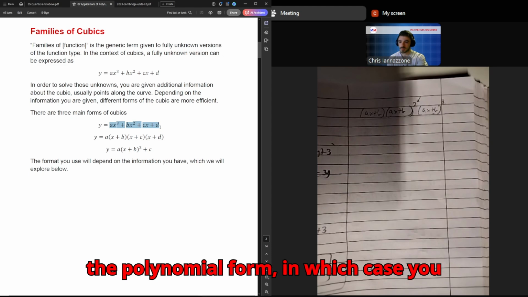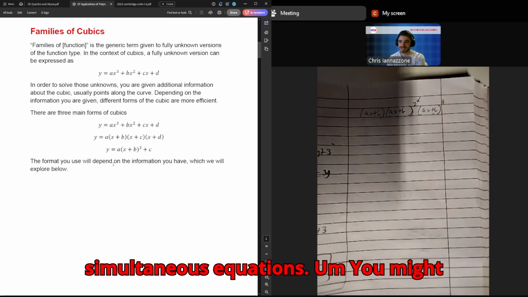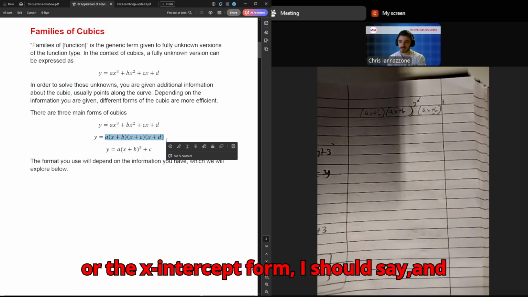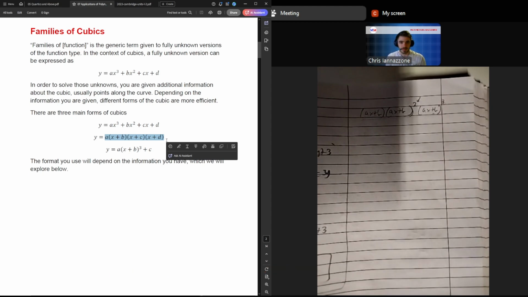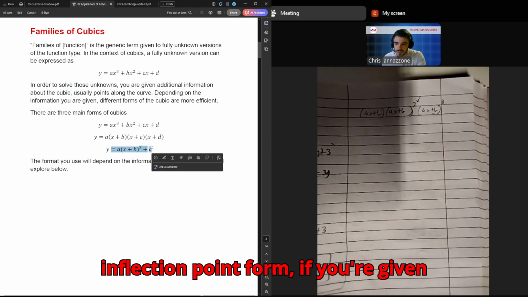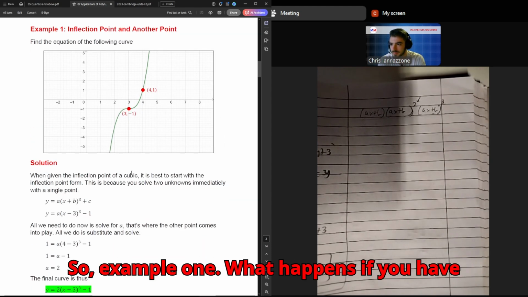So you might use the polynomial form, in which case you are mad because you like doing many simultaneous equations. You might use the x-intercept form, and that will be most applicable if the information you're given are the x-intercepts. And then finally the inflection point form if you're given the inflection point. Let's find out. So, example 1.